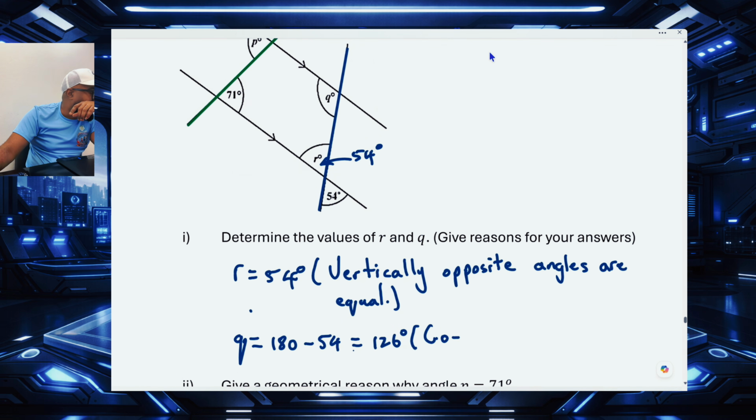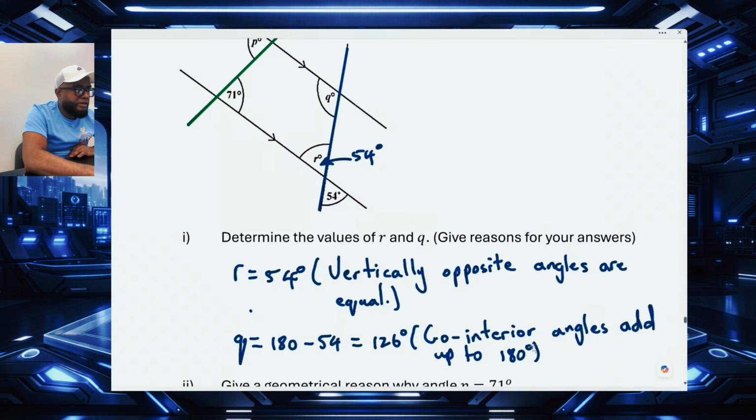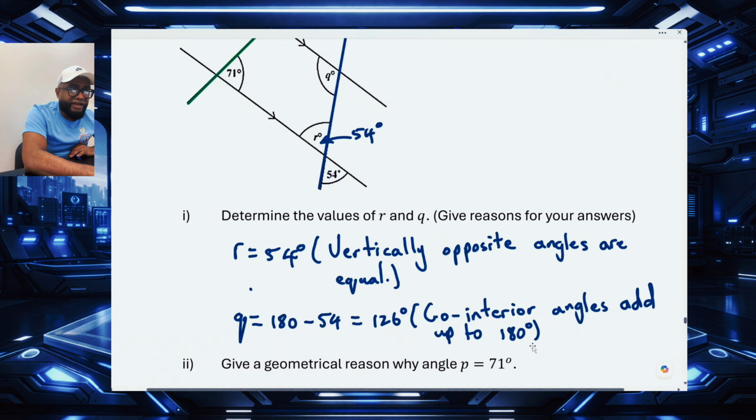I hope if you're still getting any problems, let me know. 126. So I need to put my reason: co-interior angles add up to 180 degrees.